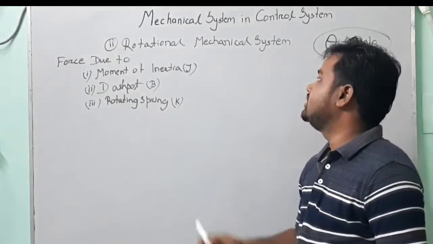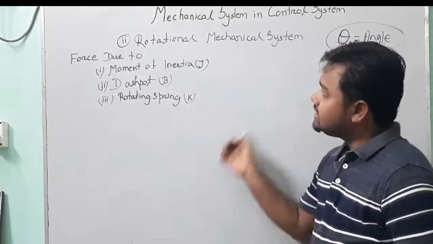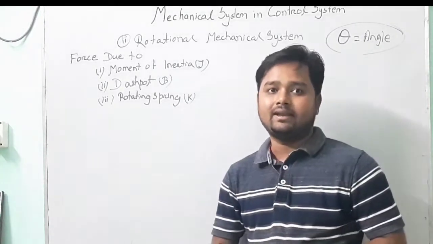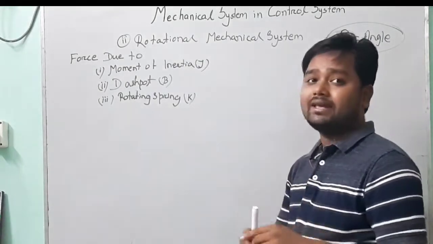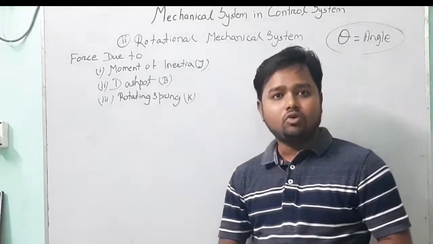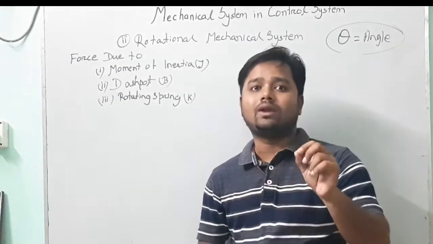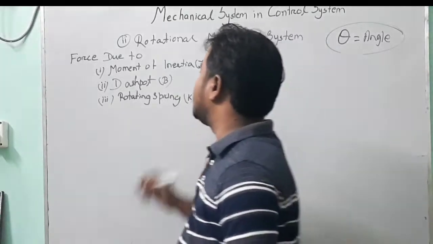Now we will go for the rotational mechanical system. In the rotational mechanical system, forces are also applied, but there is one difference. In the translational case, the force acts in a particular straight line, but in the rotational mechanical system, the force acts at a particular angle. The force at an angle is known as torque, which is denoted by T.